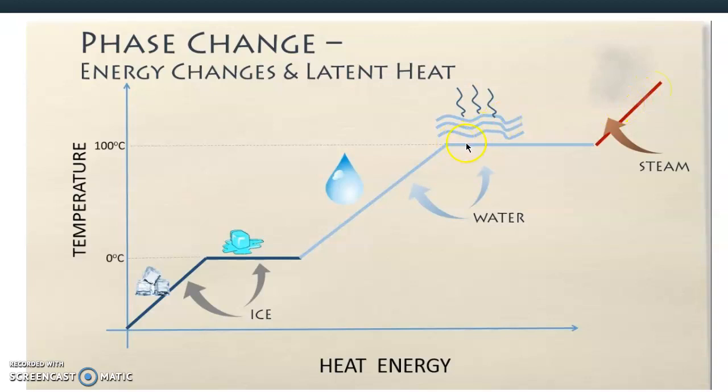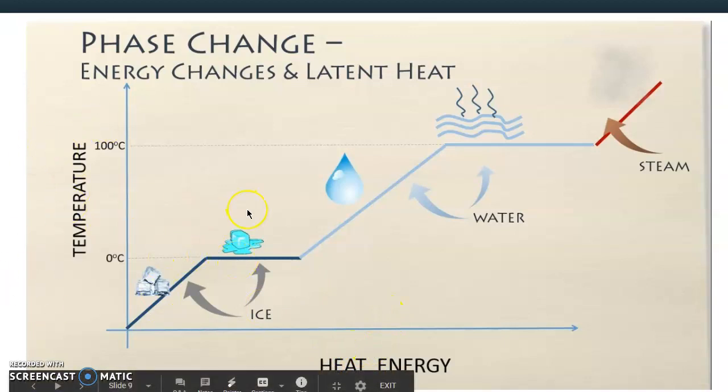So these two straight lines are very, very important, because these are our phase changes. It's a phase change anytime we have a straight line here, because all of our energy is going into our phase change. It's not going into raising our temperature.